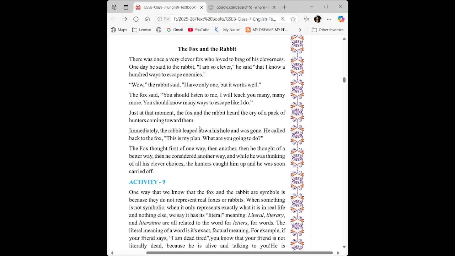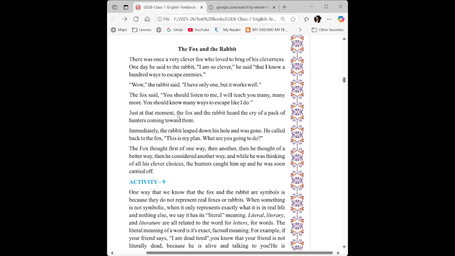So he thinks of another, and then he thinks, no, that is also not a good one. Let me think of another. So he kept on thinking of the ways to escape the enemies, but he could not actually implement that. He could not put it into practice, and that is the reason by the time he chooses a way and follows it, before that the hunters came there, and they caught him up.